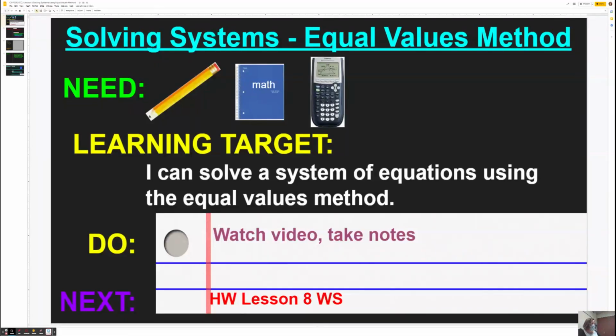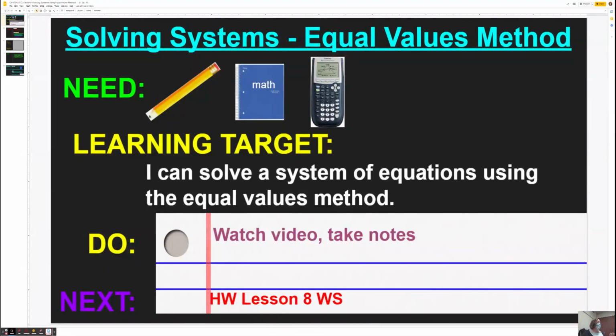All right, so today we're going to talk about solving systems of equations, but you're going to learn something called the equal values method. The lesson that you did on Monday was about graphing. You graphed two equations and you looked where those two lines met, and wherever they meet, that coordinate pair is what we call the solution to that system.